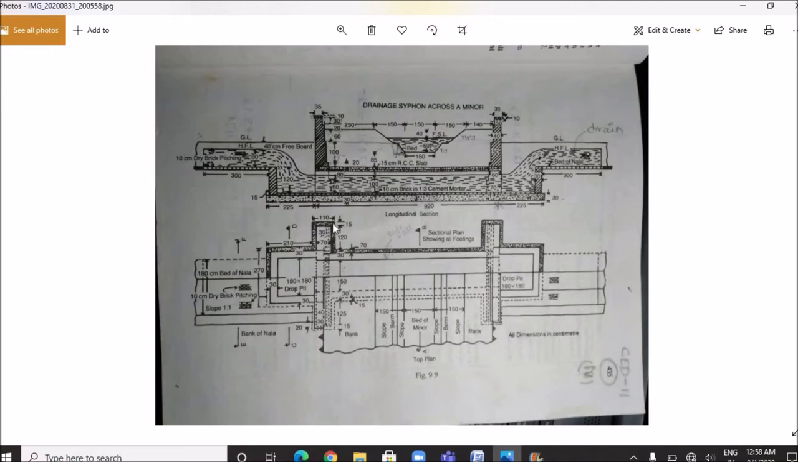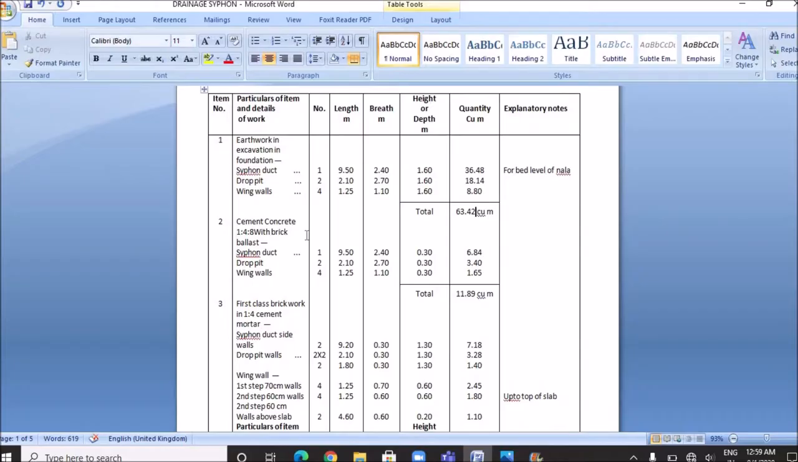And its depth of excavation will be same as the depth of excavation of siphon duct and drop pit, which is 1.6 meter. That means the depth of excavation would be from the RCC slab up to the bottom of the cement concrete work. So if you put the values, the total quantity for earthwork in excavation for wing walls would be 4 into 1.25 into 1.1 into 1.6, which is equal to 8.80 cubic meter. And the total quantity would be 36.48 plus 18.14 plus 8.8 cubic meter, which is equal to 63.42 cubic meter.